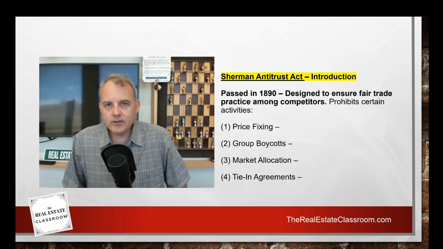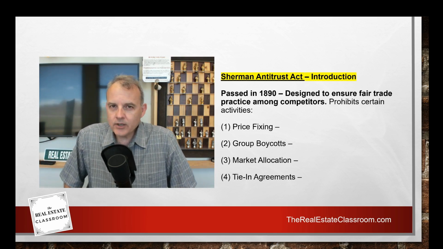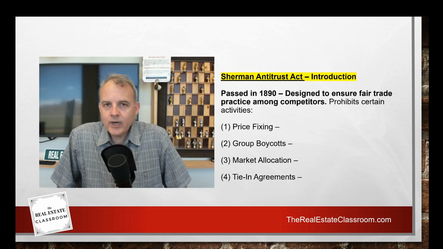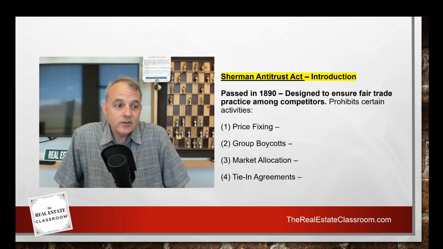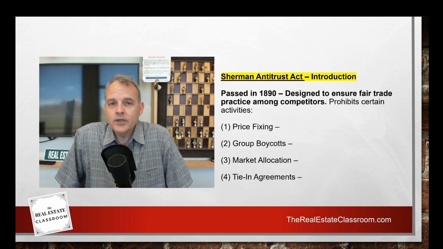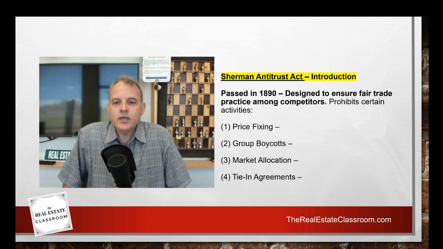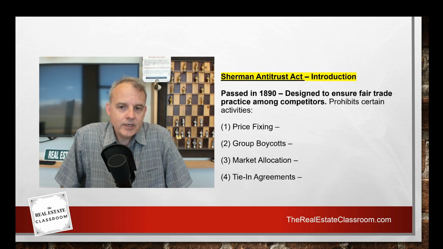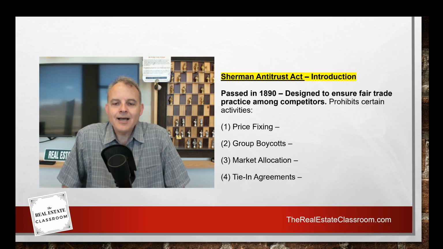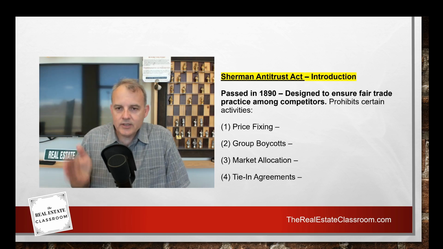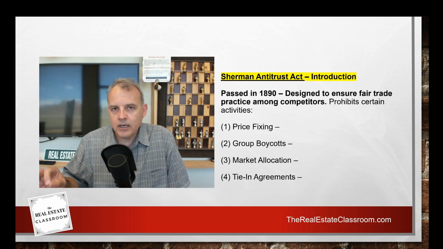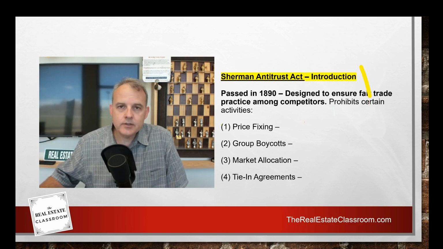And the biggest thing that we find is there are 4 areas of concern that it regulates in this industry, and especially the parts you need to know for the real estate licensing exam. The first one is what we call price fixing. The second one is group boycotting. Number 3 is market allocation, and number 4 is what we call tie-in agreements. And we're going to discuss each one in detail and how they apply to the real estate business.